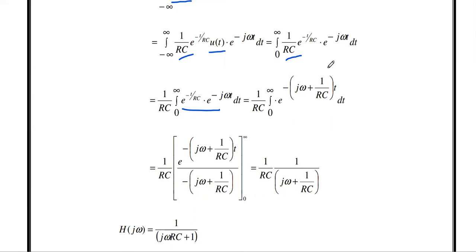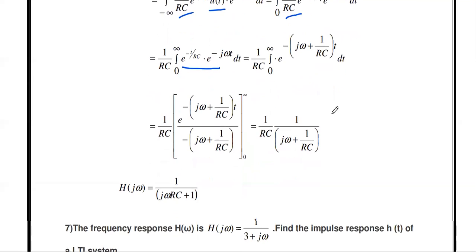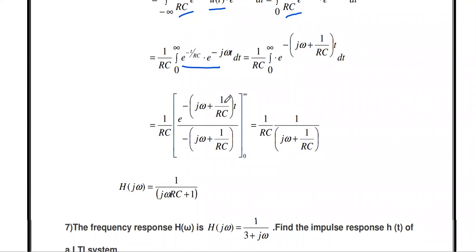Then e power minus some value t divided by that value. If you are integrating, we will get e power minus (j omega plus 1 by RC) t divided by minus of (j omega plus 1 by RC). So you just substitute the limit 0 to infinity.